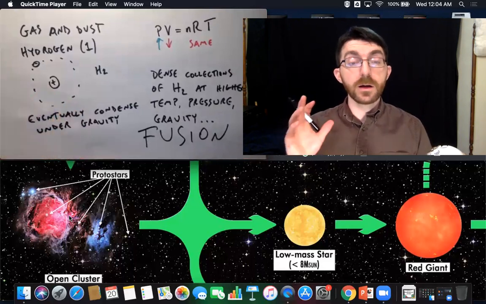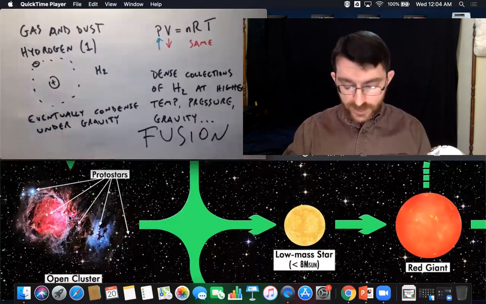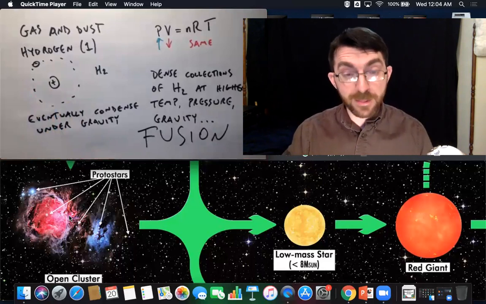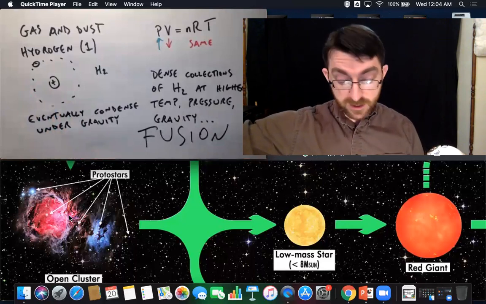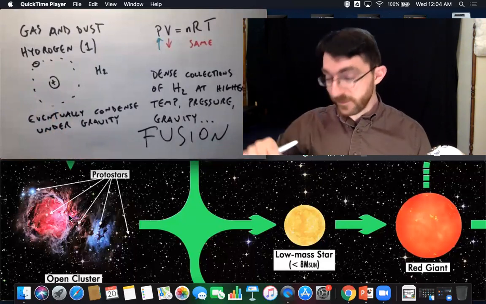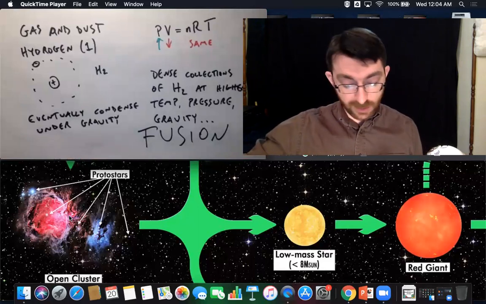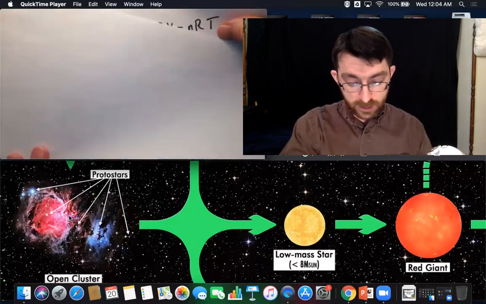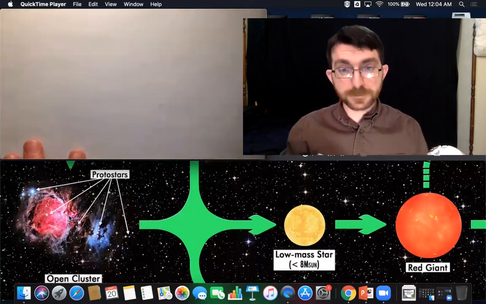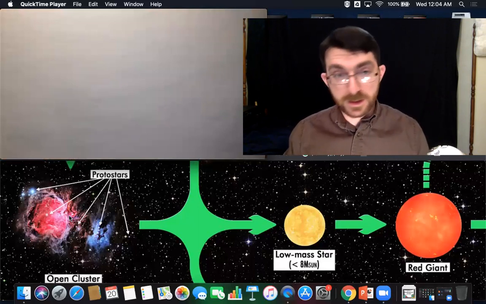Now, I want to take a moment to talk about what fusion is, and then we can follow the next path into an actual star's life, because right now we're knocking things over. Right now we're still in the protostar stage, and if I can just get a new sheet here, want to understand what fusion is.